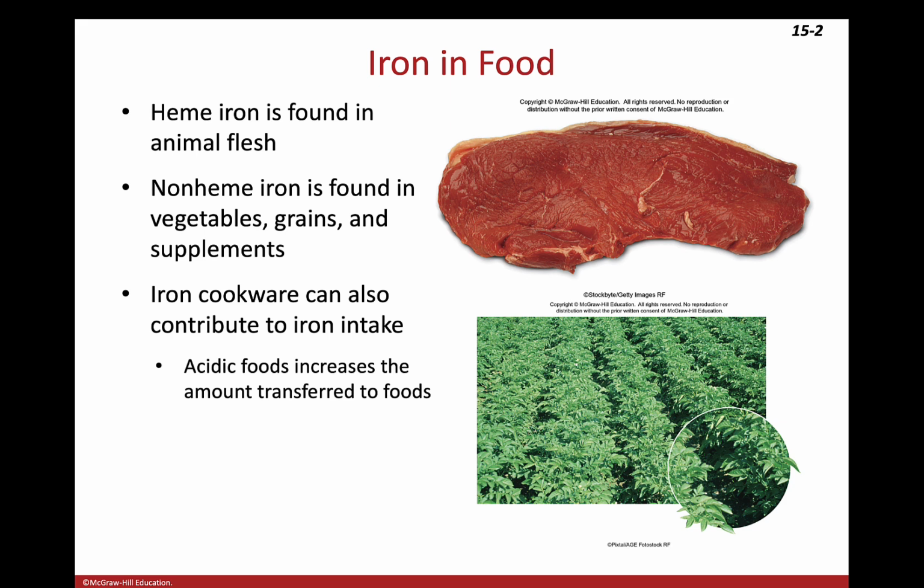We basically describe iron in two ways. One is heme iron, and that is found in animal flesh. Non-heme iron is that iron that is found in vegetables, grains, and supplements. Another way to get iron is to use iron cookware, such as cast iron. This could be another source of iron because acidic foods increase the amount that is transferred to foods.